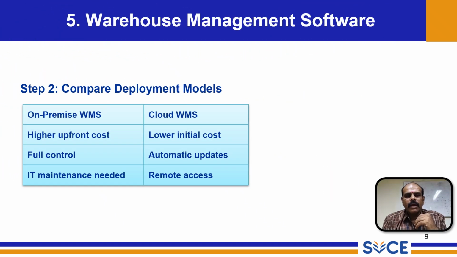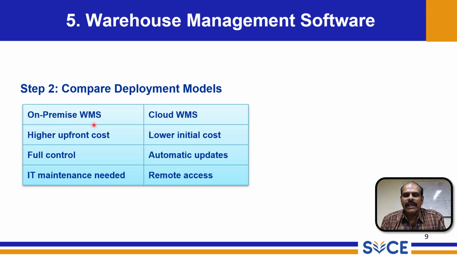The second step: compare deployment models. Deployment model means the way we want it. The first case is on-premises, that is, the server will be with us. We need to have the server. Though we install the software, it will not be operated remotely. It will be purely at the discretion of the company.